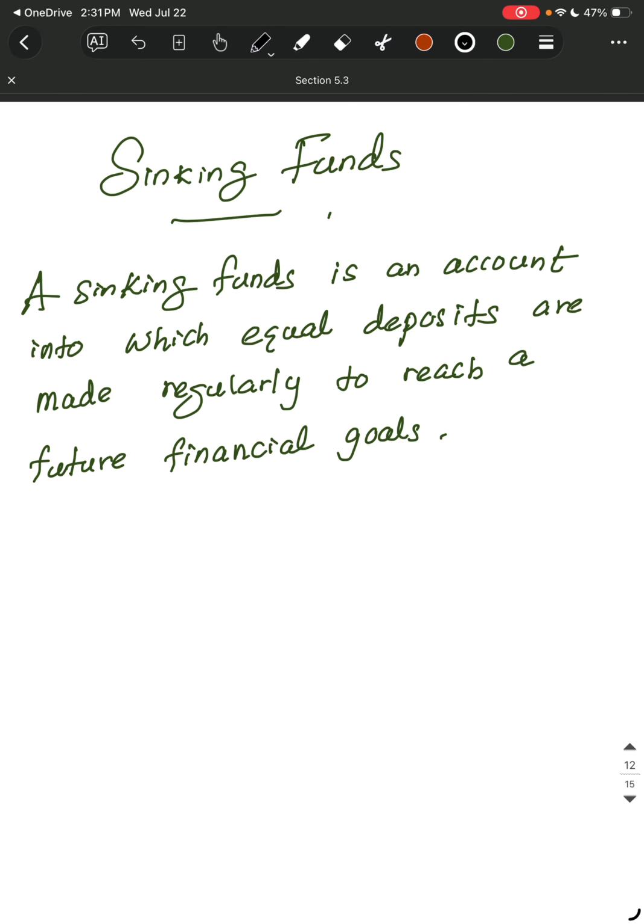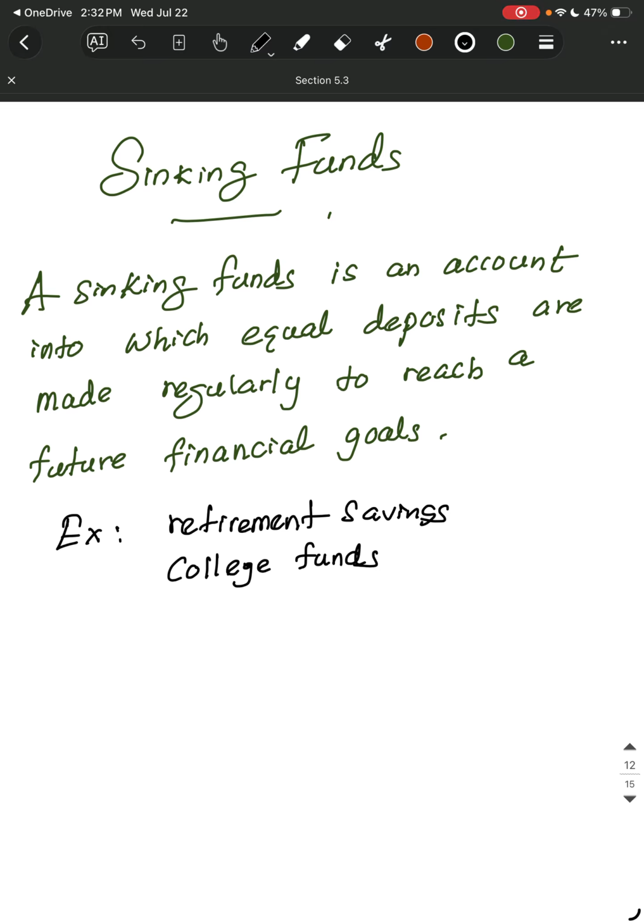For examples, there are so many common examples: retirement savings, college funds, saving for a house, replacing equipment, or preparing for a large future purchase. In this type of problem, the desired future amount is known and we solve for the required periodic deposit. Okay, common examples: retirement savings, college funds, savings for a house.